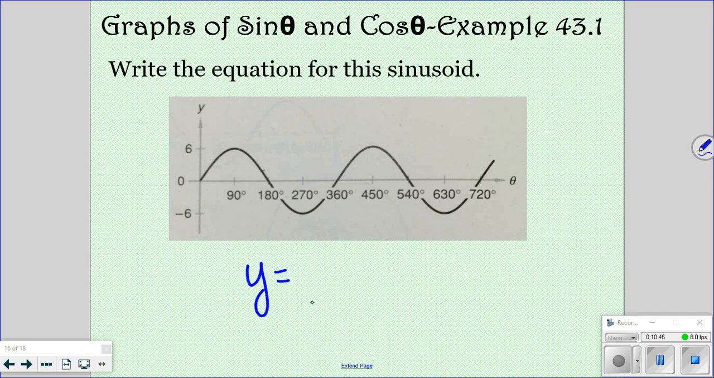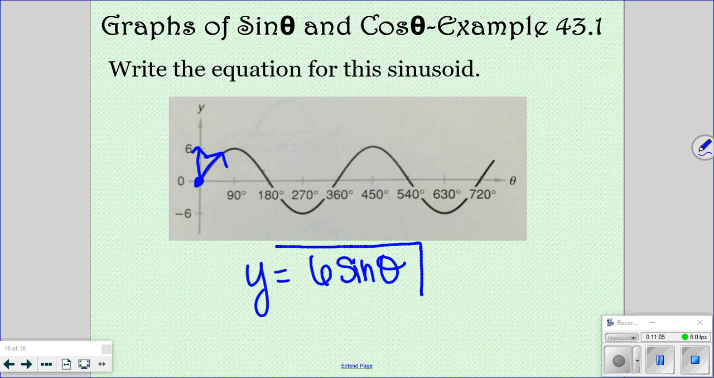So the first thing we need to figure out, what is the amplitude? Well, it goes from 0 up to 6. So it's going to be a 6, and then it starts at the origin and it goes up. So that means that it's a positive sinusoid. So y equals 6 sine of theta. And we know it's theta because that says theta right there.